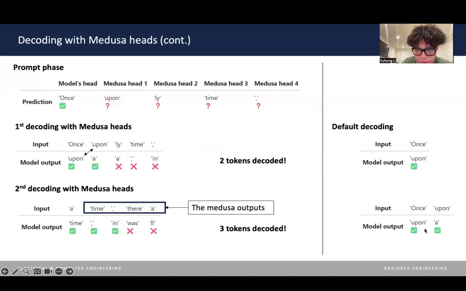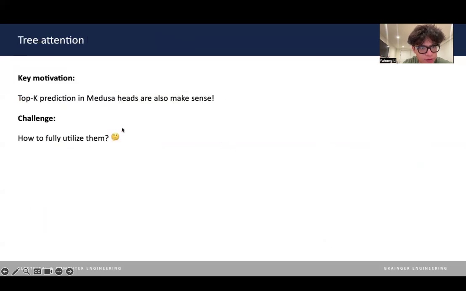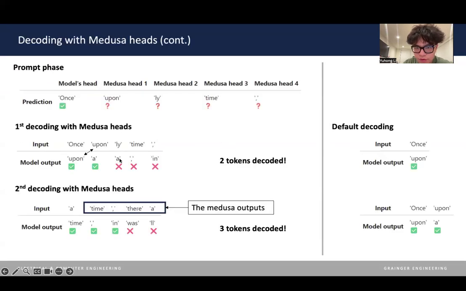Compared to the default decoding, it only decodes "once upon". Right now we decode "upon time comma in", right? So more tokens are decoded with two decoding phases. We decoded five tokens in total compared to only two tokens, so it's a 2.5x acceleration rate.